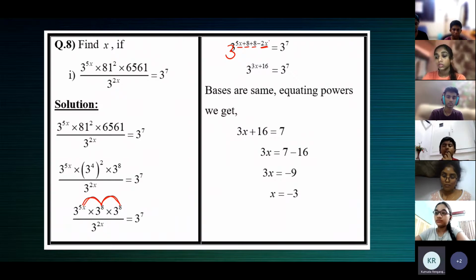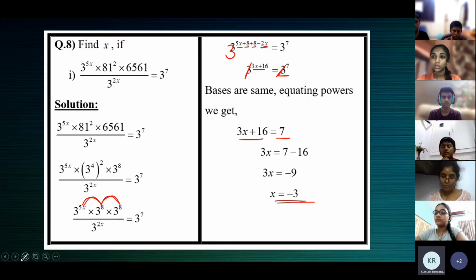Then on simplifying the power, we get 3x plus 16 is equal to 3 to the power 7. Now bases are same on both the sides, like 3 and 3, you can cancel. Don't cancel, I'm just showing you like that. So equate the powers. So 3x plus 16 is equal to 7. And on solving, we get x is equal to minus 3.